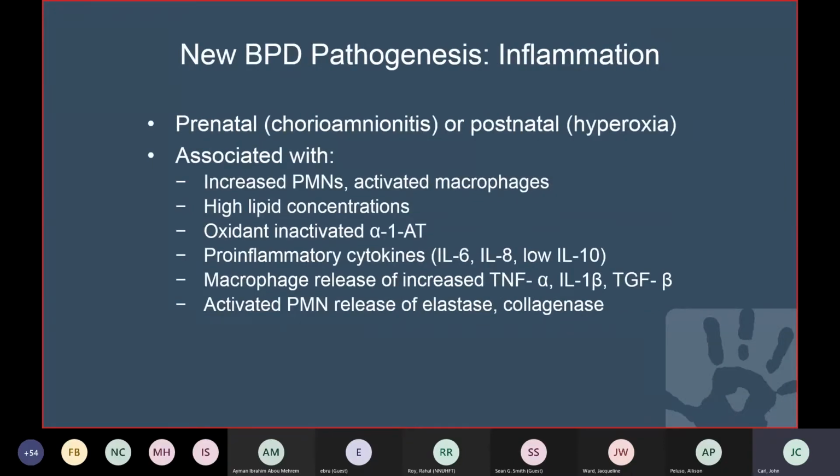And so inflammation along with this occurs, whether it be prenatal from chorioamnionitis or postnatal from hyperoxia, and is associated with higher neutrophil counts, activated macrophages, oxidant inactivated alpha-1 antitrypsin defenses, pro-inflammatory cytokines, macrophage release of tumor necrosis factor and transforming growth factor TGF-beta, and activated neutrophil release of elastase and collagenase, which will partially result in some of the emphysematous changes that would occur later.